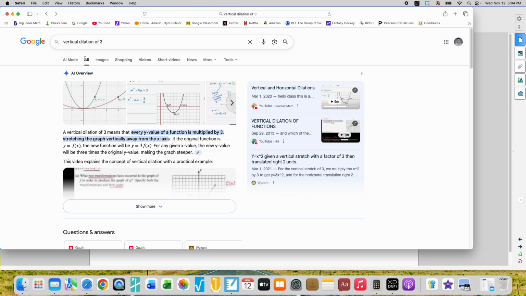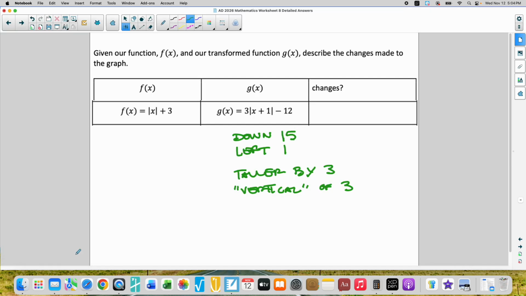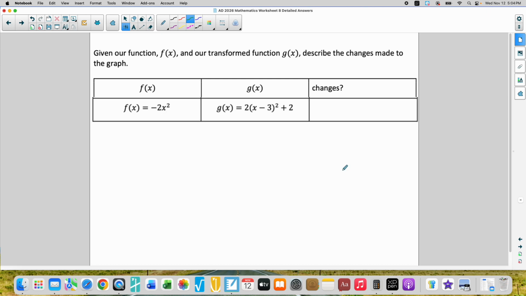So, I'm getting closer. So this might be every y value of the function is multiplied by 3. Every y value is multiplied by 3. I mean, is that a y value? No, that's not. I don't know. Well, it says taller by 3. So we'll just leave it at that.